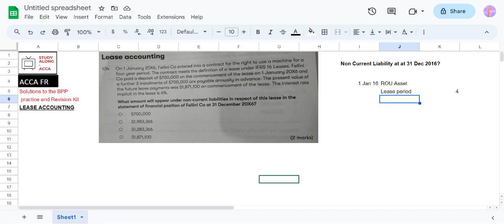Fellini Company paid a deposit of 700,000. So the deposit, this was for 4 years. The deposit of 700,000 was paid on the commencement of the lease on 1st January 16. So on this day only, the deposit was paid.